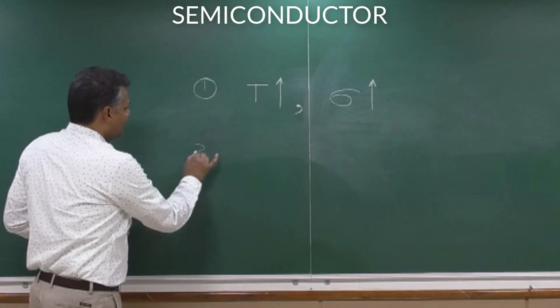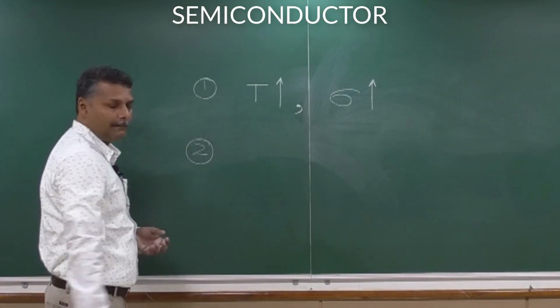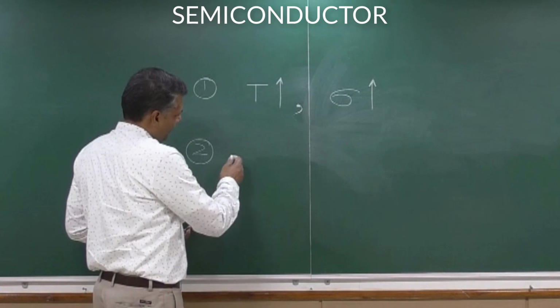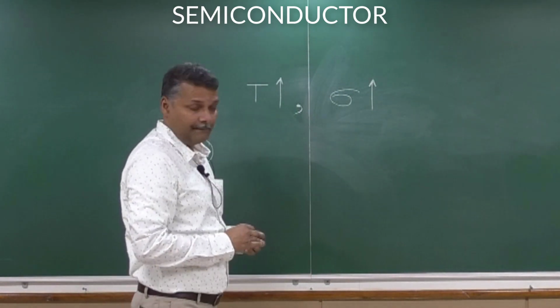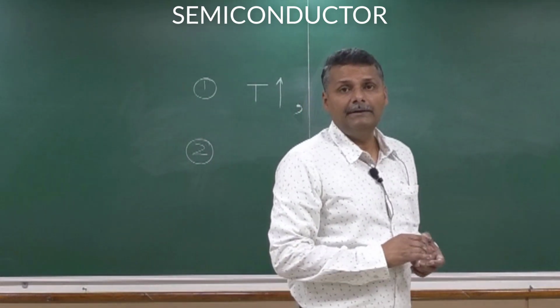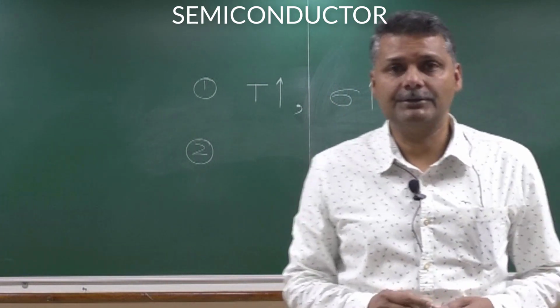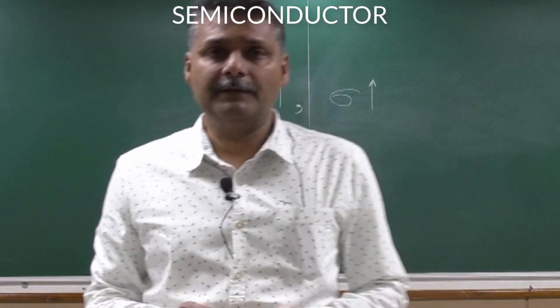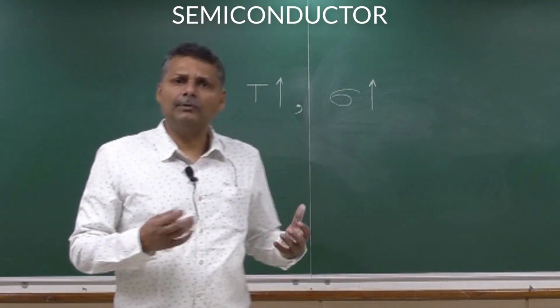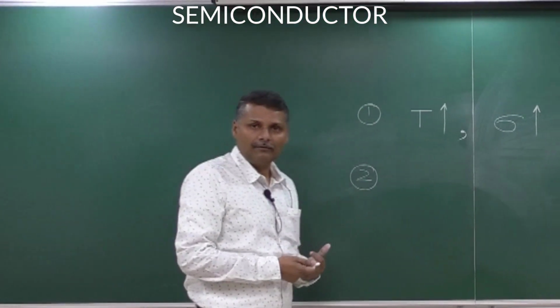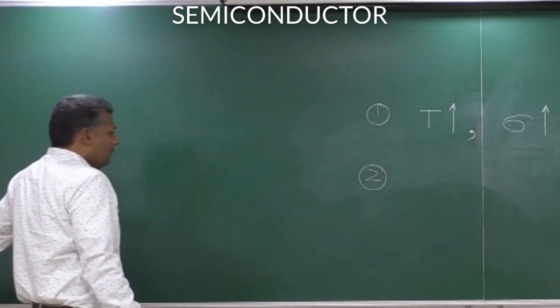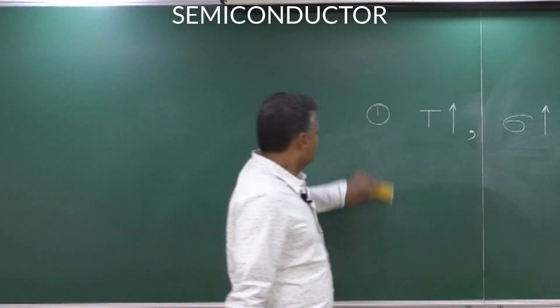And second important property is, with addition of impurity, conductivity increases. So, there are two very unique characteristics of semiconductor. So, why is this so?